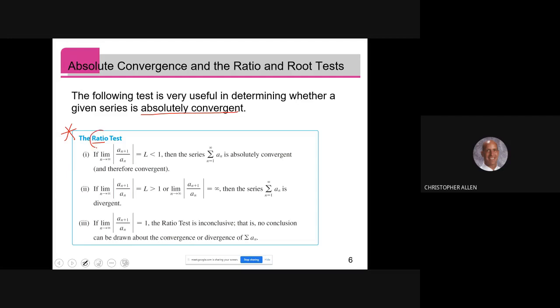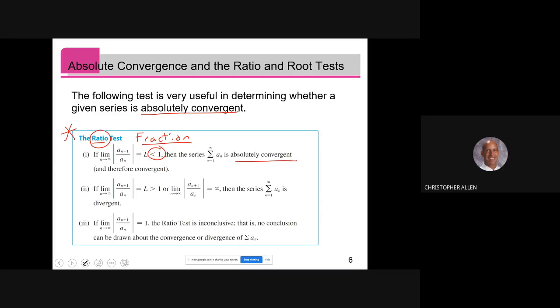And by the way, hopefully you guys know the word ratio is just a fancy word for fraction. So here's what it says, part one. If the limit as n goes to infinity of the absolute value of a sub n plus one divided by a sub n is equal to L, and that L is less than one, the series has to converge. And it has to converge absolutely.